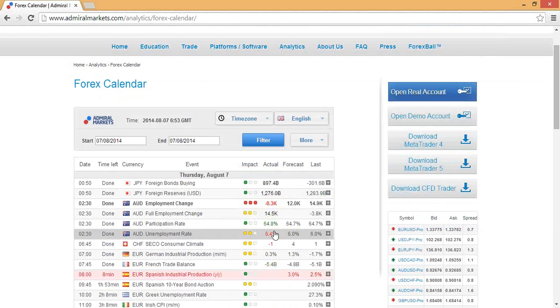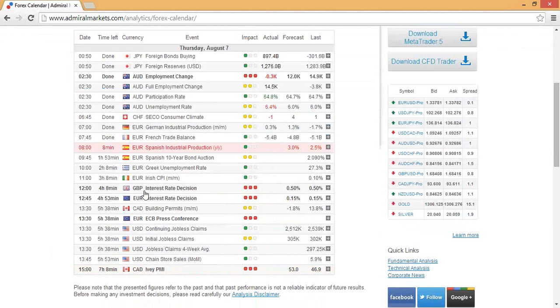We also have the euro today. We have euro and pound interest rate decisions. So just be aware of that, 4 hours from now. When we get close to it, you might want to be careful and step out of a trade because these things could always rock the market. And then we have an ECB press conference.